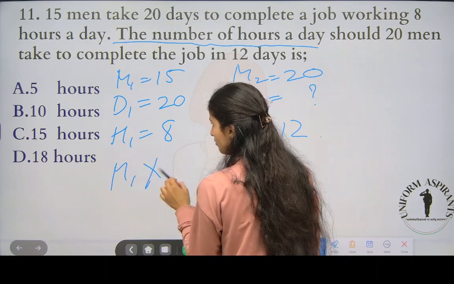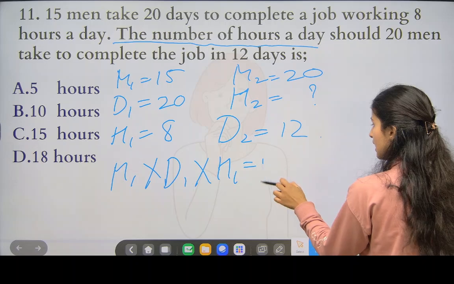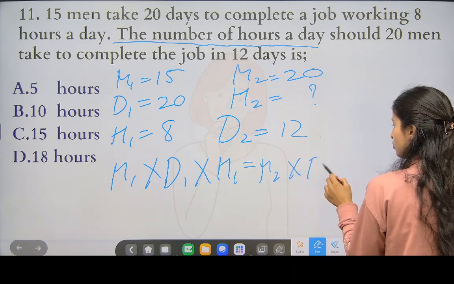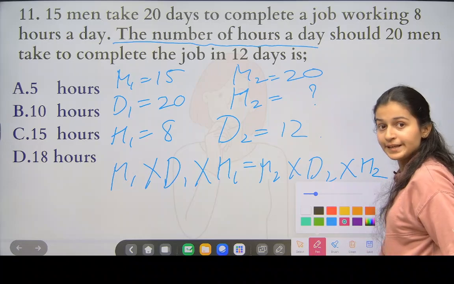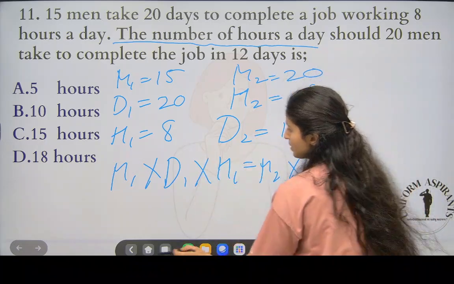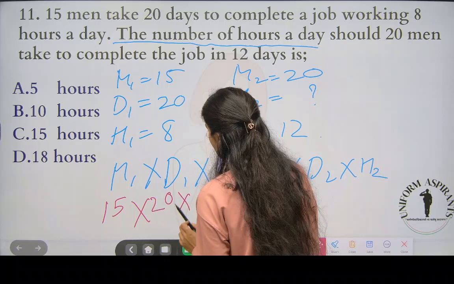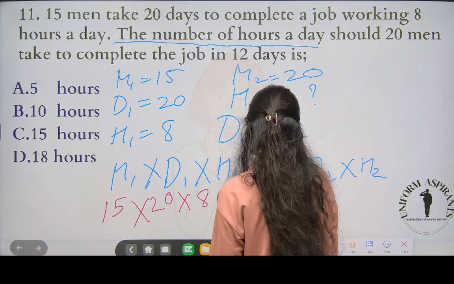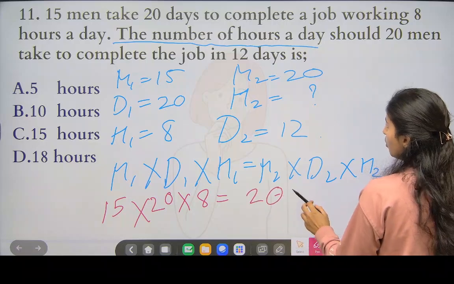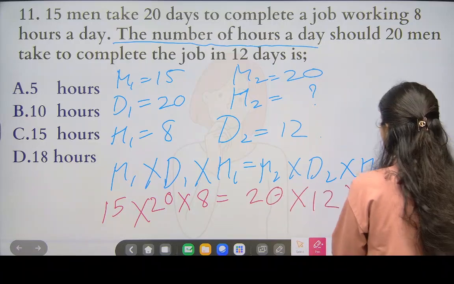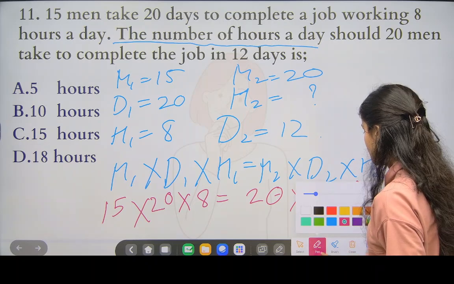M1 into D1 into H1 is equal to M2 into D2 into H2. Right? Am I clear? Now see, what is M1? 15. What is D1? 20. What is H1? 8. Fine. What is M2? 20. What is D2? 12. What is H2? You don't know, you need to find it.